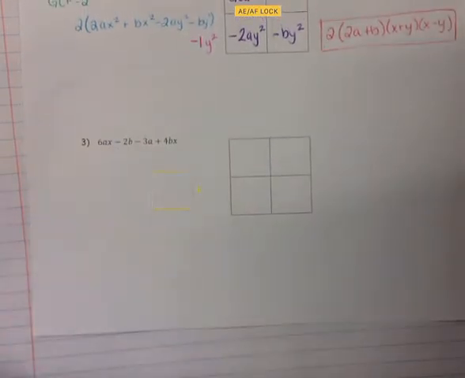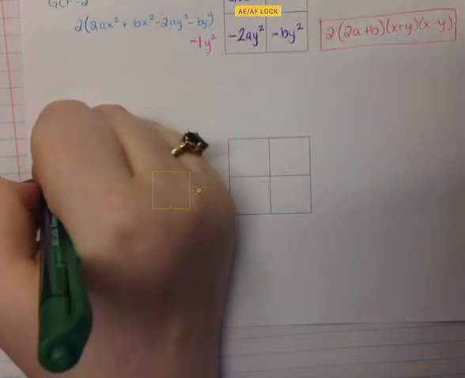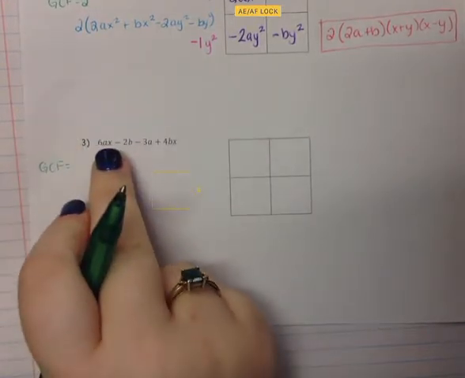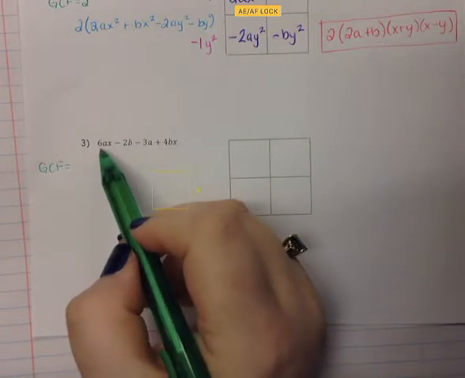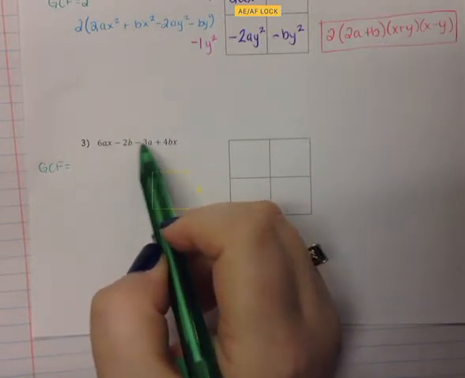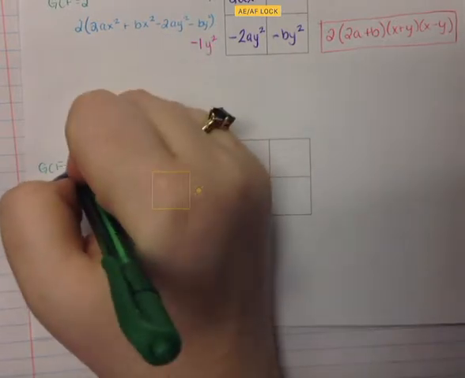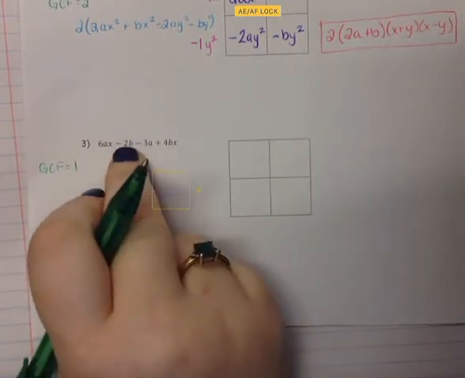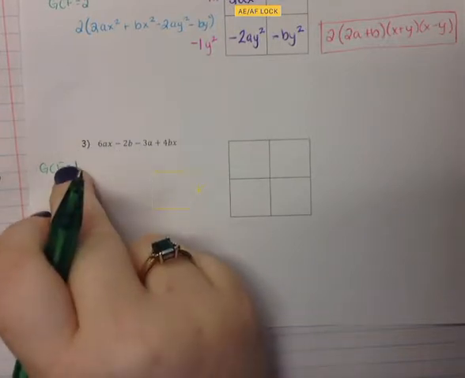On this last one for grouping, again, we're going to find our GCF. The smallest number is 2. 6 can be divided by 2. 2 can be divided by 2. 3 cannot be divided by 2. So GCF is just going to be a 1. Because the only factors of 2 are 1 and 2. GCF has to be 1.